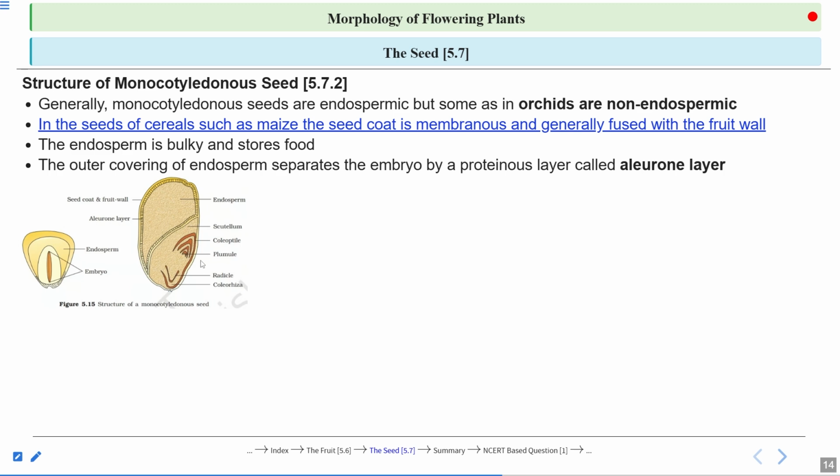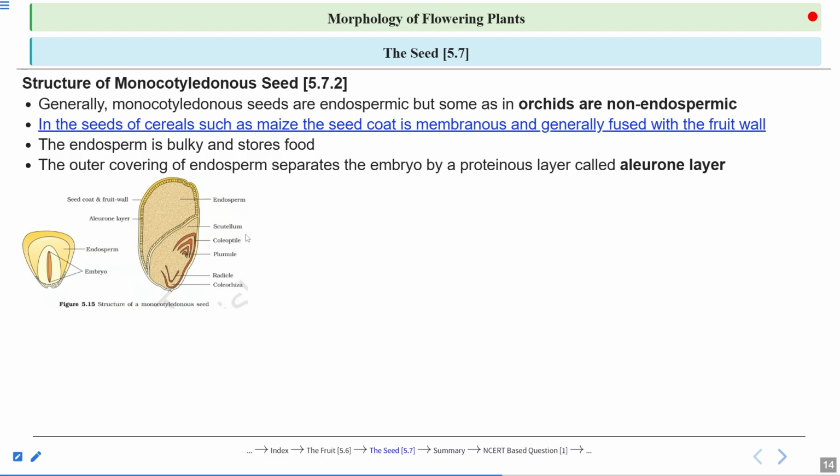What do you see here? This is the region of the plumule. The plumule is covered with a sheath-like covering. Sheath means a type of covering. So the plumule is covered with the coleoptile. And the lower radicle part is again covered with a sheath called the coleorhiza. So there are two coverings: the coleoptile covers the plumule, and the coleorhiza covers the radicle.